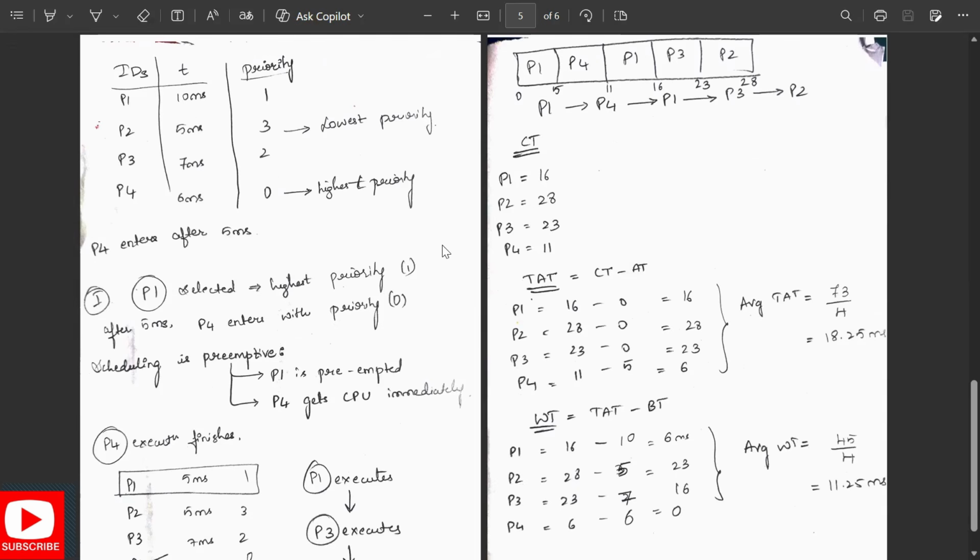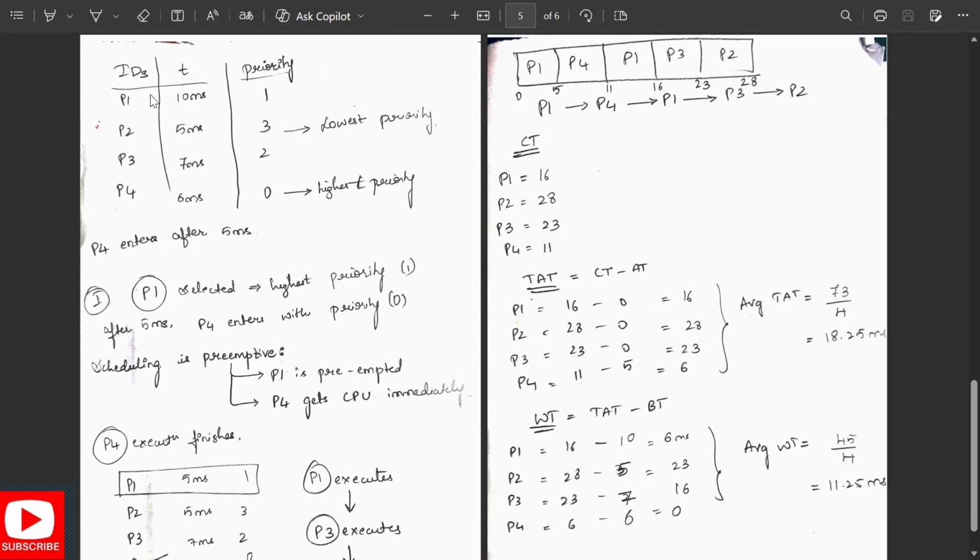Here the IDs are given as P1, P2, P3, P4, and the burst times are 10, 5, 7, 6. And a priority column is given as 1, 3, 2, 0. They have mentioned that 0 is the highest priority and 3 is the lowest priority. It is reverse. And P4 enters after 5 milliseconds, as noted. The first step: since P4 has not entered yet, we only have to consider the other 3.